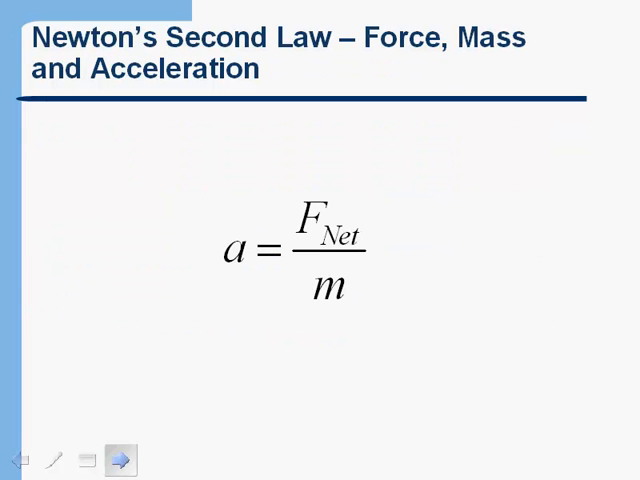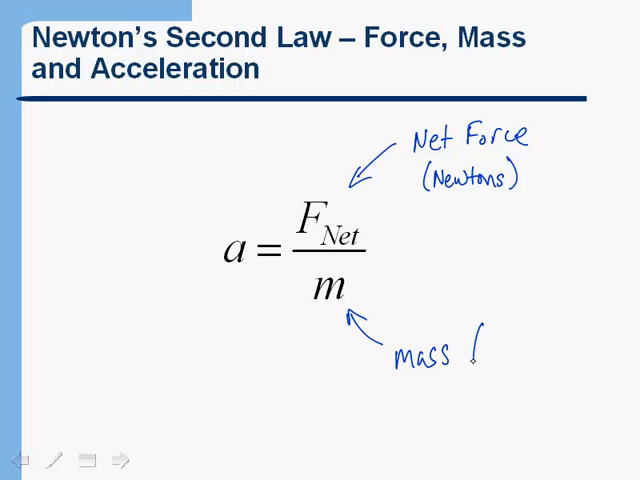So here's Newton's second law. And it simply says that the acceleration of an object is equal to the net force on the object divided by the mass of the object. Now, when we measure force, as we've talked about, we measure force in newtons, and mass is measured in kilograms. And remember that acceleration is in meters per second squared.